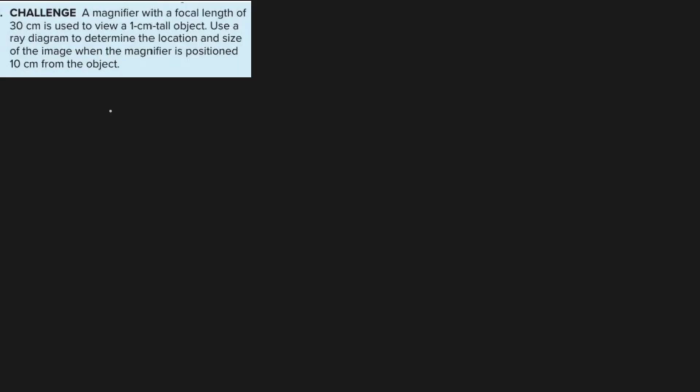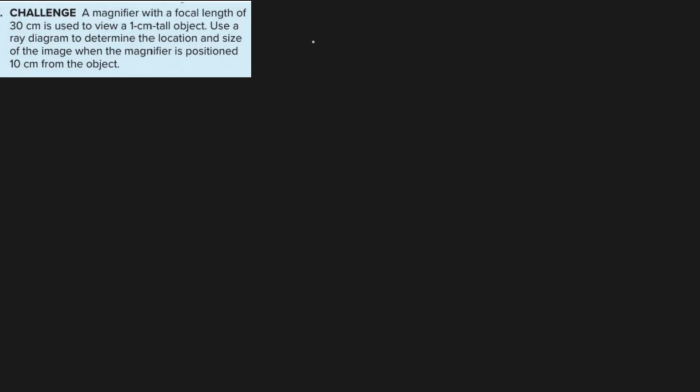So again, we love challenges, therefore let's solve the challenge question. A magnifier with a focal length of this much. Since we know it's a magnifier, we're using a convex lens, but it's not a very important idea. It has a focal length of 30 centimeters, and it is used to view a 1 centimeter tall object. Use a ray diagram to determine the location and size of the image when the magnifier is positioned 10 centimeters from the object.